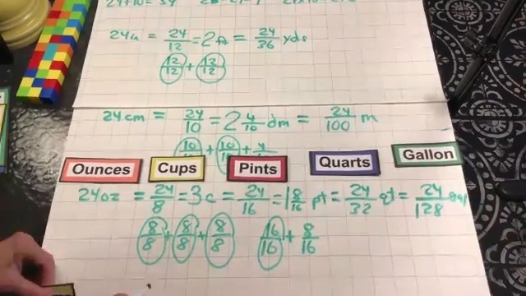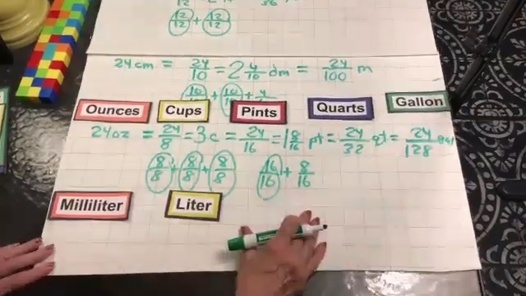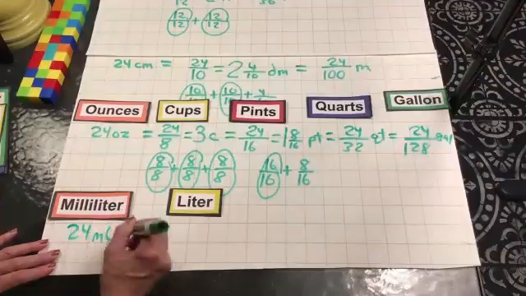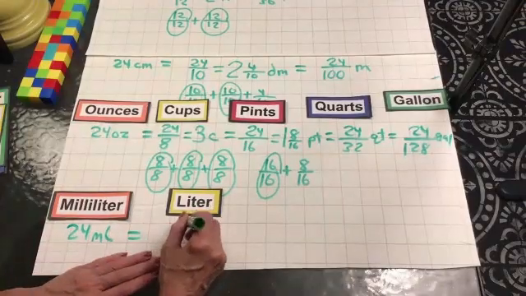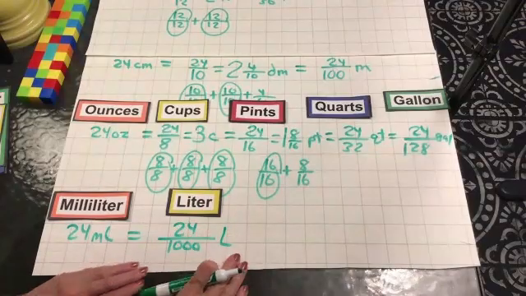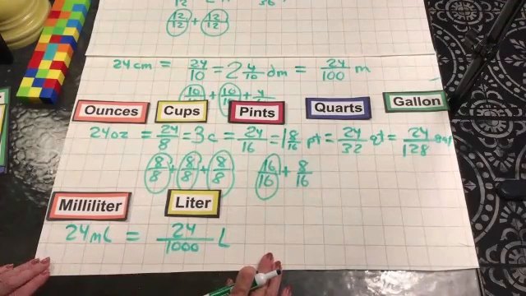Let's move on to metric form, milliliters and liters. So if I have 24 milliliters, that means I have 24 thousandths of a liter. And there we have it, number 24.